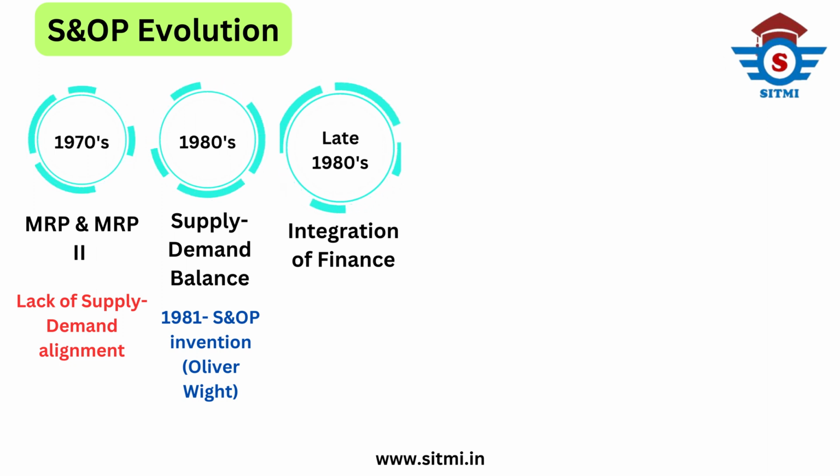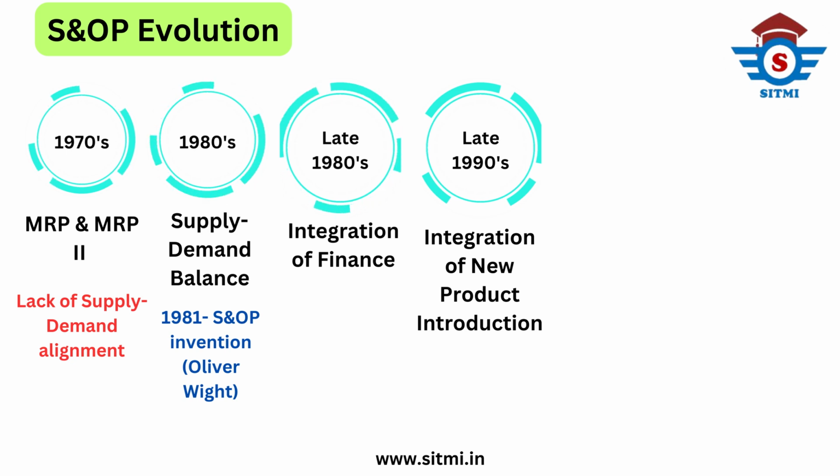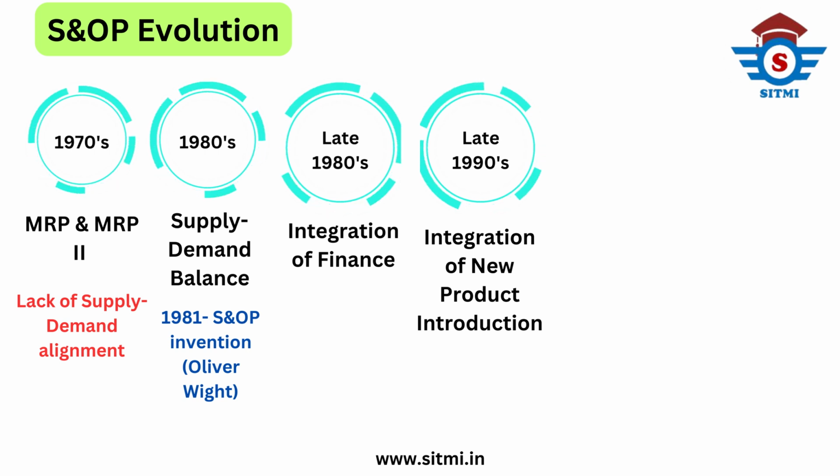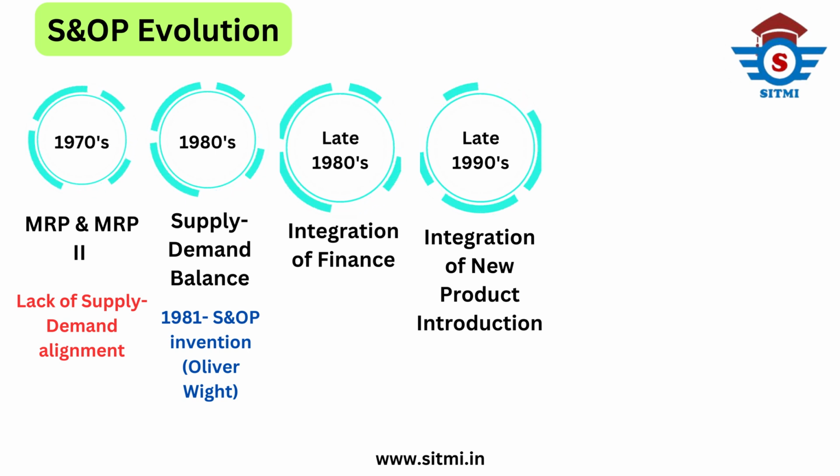In the late 1990s, there was again a key understanding that there is a need to involve new product integration in the S&OP process. So in the 1990s, or in the late 1990s, further development in the S&OP process was done with new product integrations.